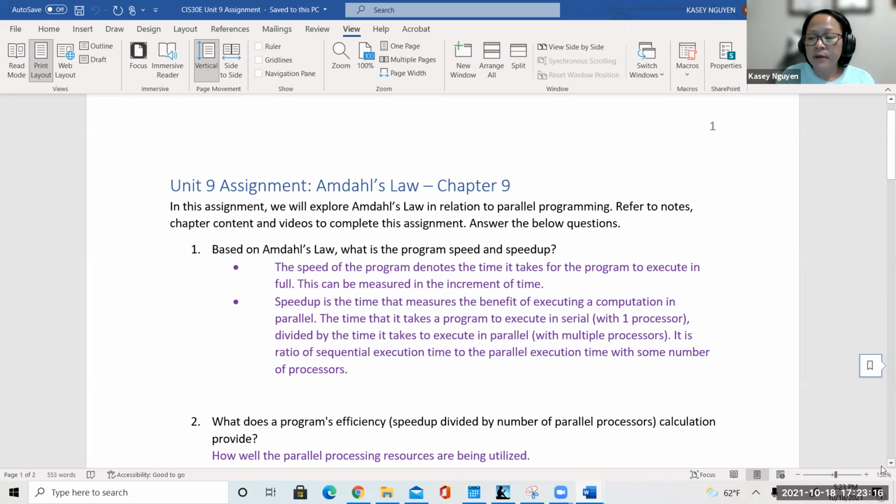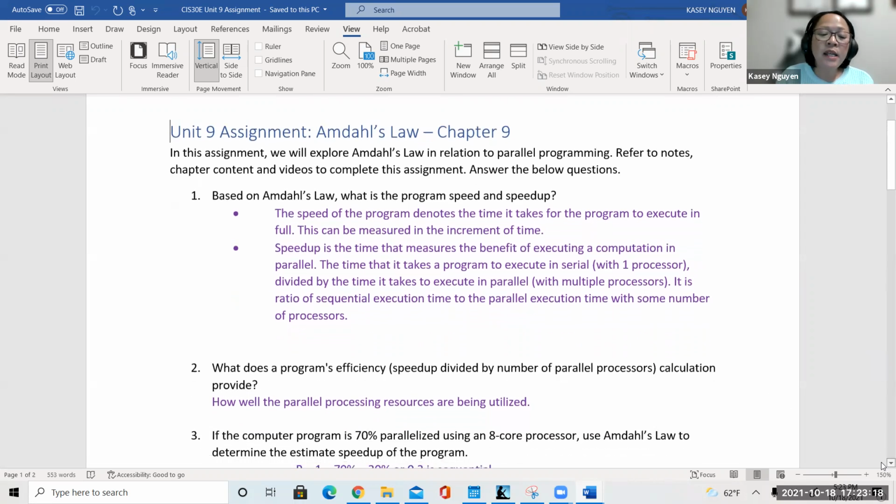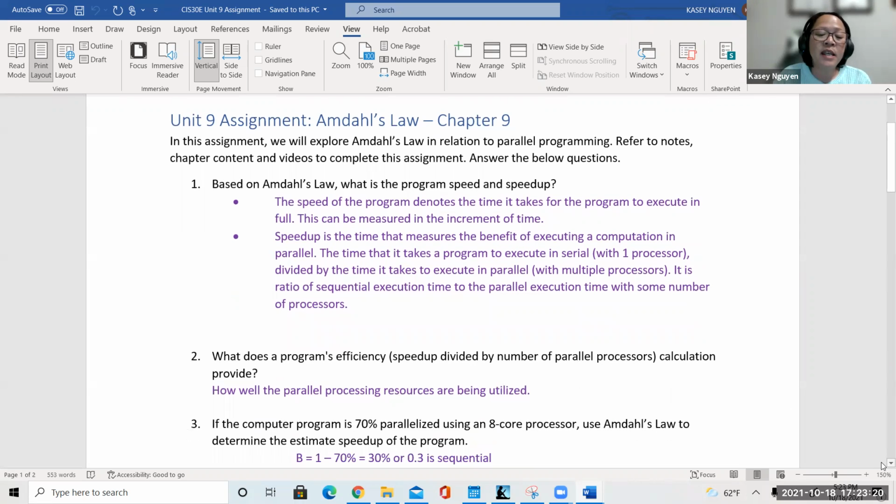So to look at the program efficiency for number 2, it asks what the program efficiency, speedup divided by the number of parallel processors, provides. It really tells you how well the parallel processing resources are being utilized, focusing on the benefit. So what it does is tell us how well the parallel processing resources are being used.